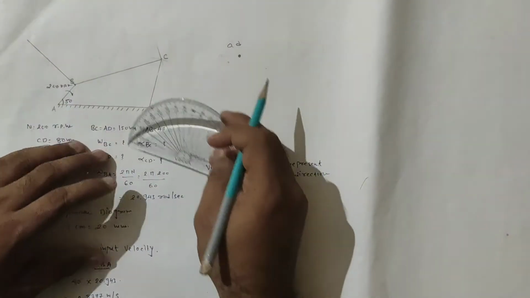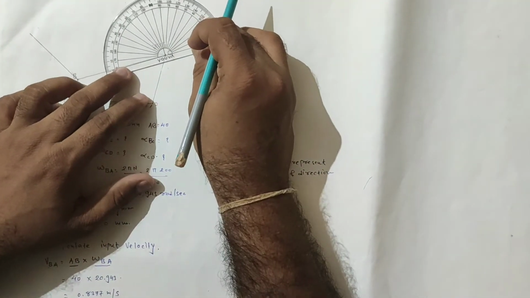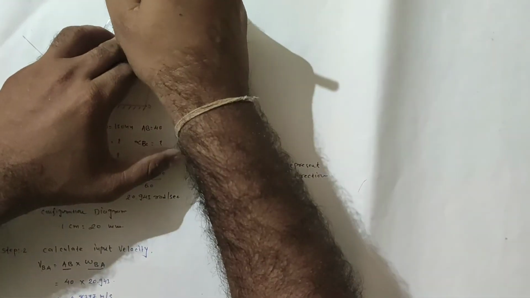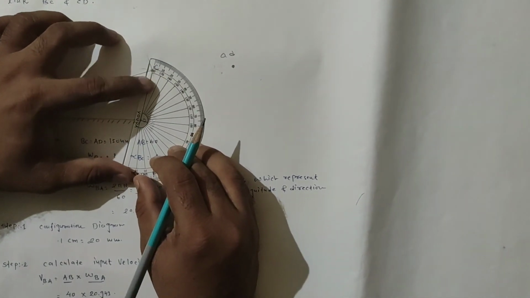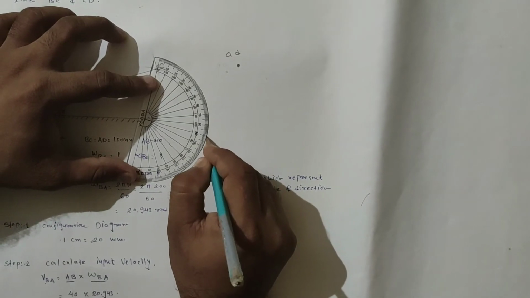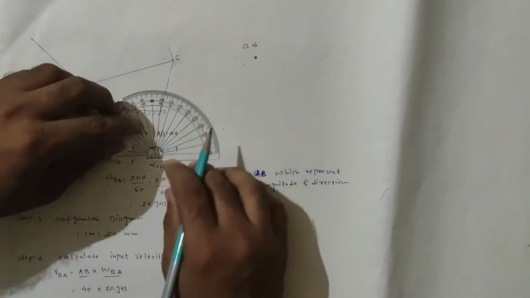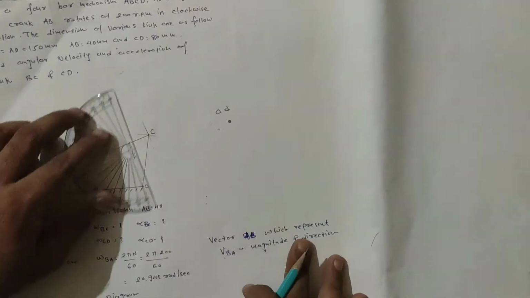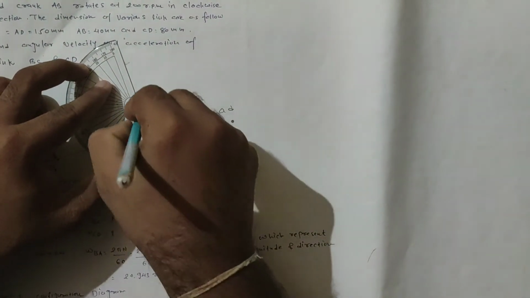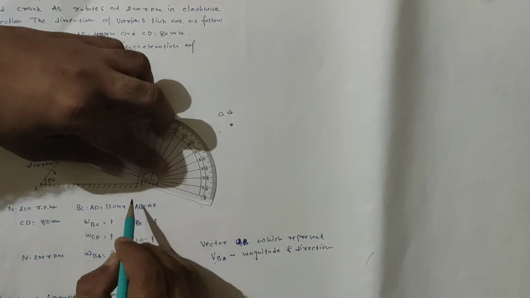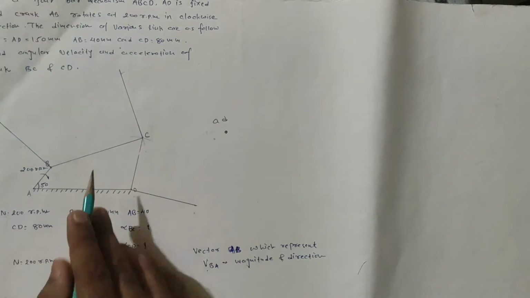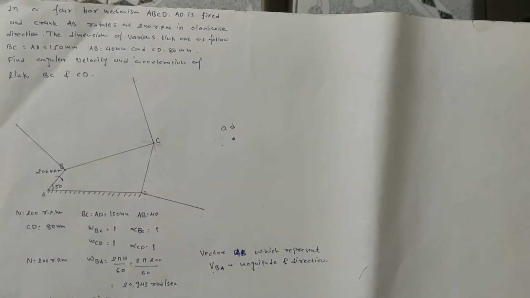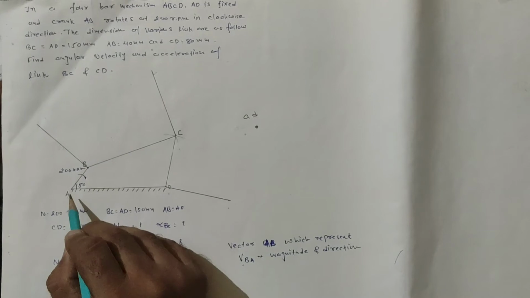Okay, another point we have to consider is point C, and also consider the 90 degrees, and another point D. That 90 degrees from point B, from point C, and from point D. From all these points I have to draw a perpendicular line, which represents the velocity of those particular points. Okay, so first for the link AB.